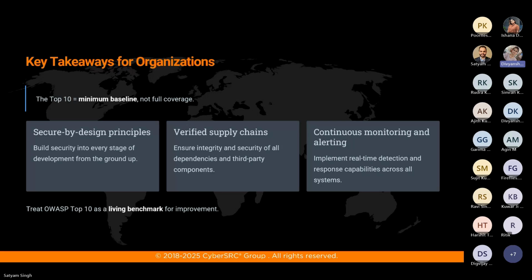So our next key takeaway is the verified supply chain. As I already told you, what supply chains and attacks mean. Modern applications depend heavily on third-party libraries, APIs, cloud services, and open source components.